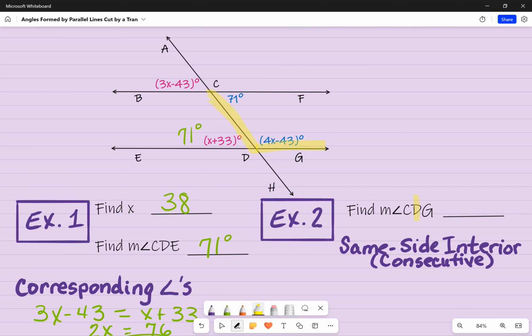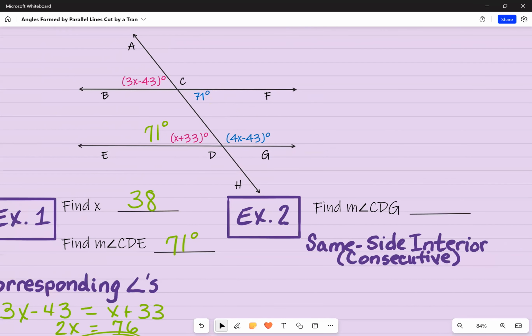Notice your vertex is in the middle. That's the angle that we're actually trying to find. So I'm trying to find this particular angle. And if I had information, I could use corresponding, but I don't have any information, so I can't use that one. And I'm asked in my directions to use the same side interior, which is also known as consecutive. They're on the same side and they're inside of my parallel lines. So those are called same side interior angles or consecutive angles.